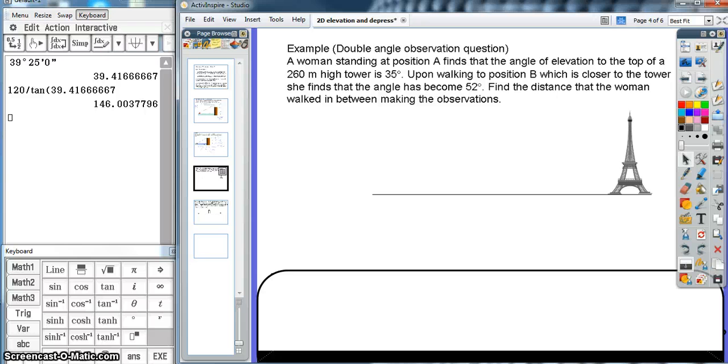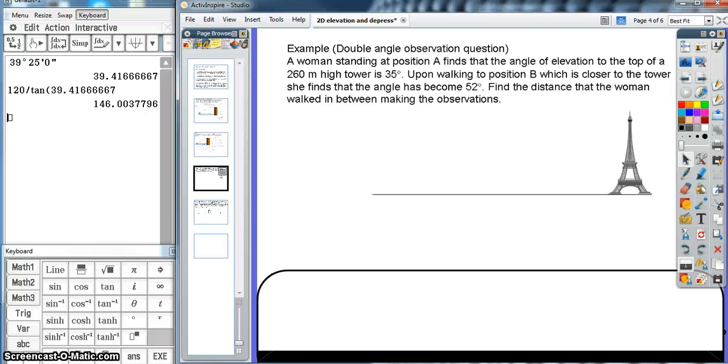So we're going to have a look now at a typical double angle observation problem. This is a 2D triangle problem from the side. So we're not looking top down, we're looking kind of as if we were standing on the ground looking at something from the side. Here we've got the Eiffel Tower, you can see there. And a woman standing at position A sees that the angle of elevation to the top of that tower is 35 degrees and it's 260 meters high. She walks to position B, which is closer, and finds that the angle has changed. It's now 52. Find the distance that the woman walked in between making the observations.